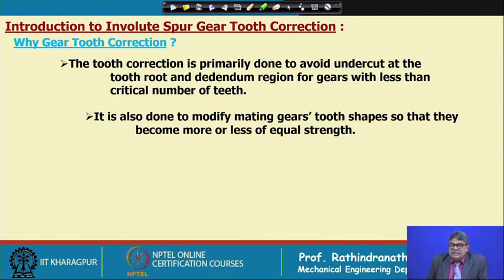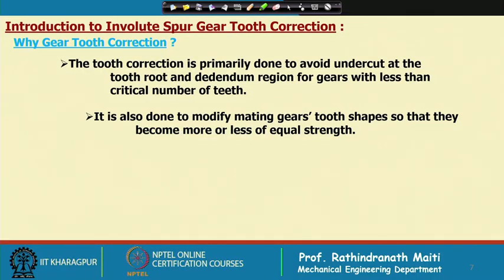It is also done to modify mating gear tooth shapes, so that they become more or less of equal strength. Usually in gear design, what we have seen is that the pinion, for the same material, definitely will be weaker, because it will have less formative number of teeth. The magnitude of the form factor will be less than for gears. So, this means that the pinion is weaker. Of course, by using different material we can make them of equal strength, but even with different material, just to bring the stress level equal, we can modify the gears. So, that is another purpose, keeping in mind that the gear set will have more life than if it is not corrected.